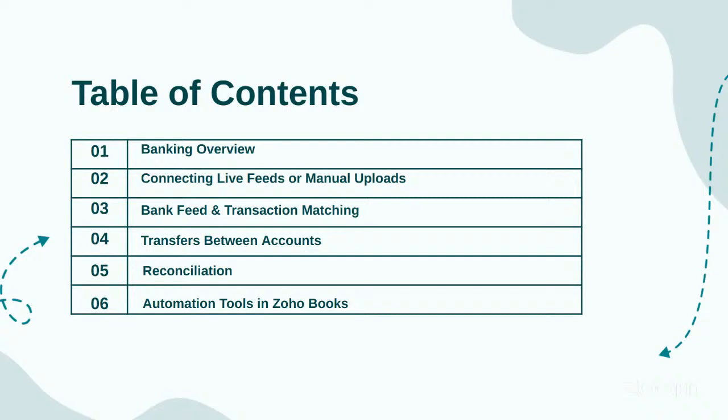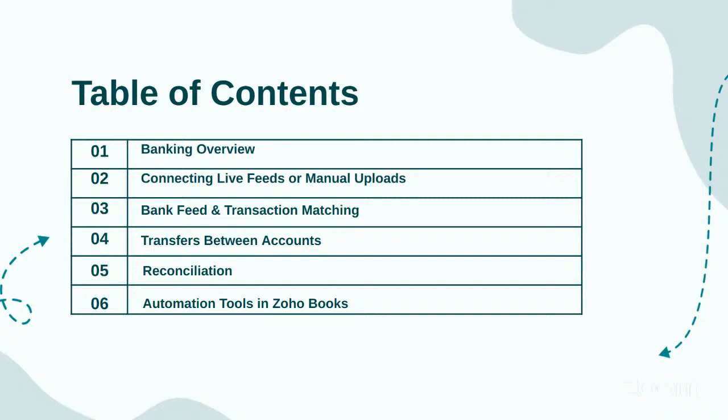Third, bank feed and transaction matching. We explored the difference between matching and categorization. Match is when Zoho finds an invoice or bill that aligns. Categorize is when there's no related transaction but we still log it properly. Anyone remember why we do this? To avoid duplication and ensure real-time accuracy.